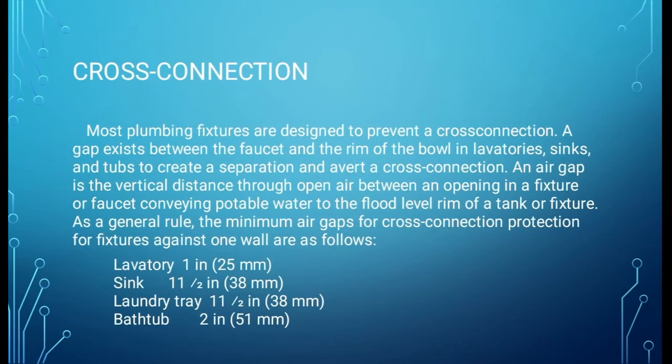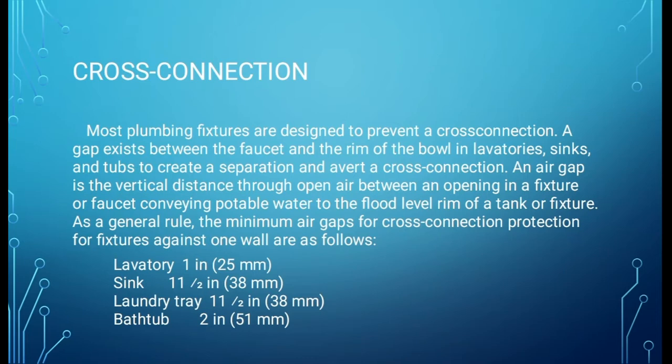So, most plumbing fixtures are designed to prevent a cross connection. A gap exists between the faucet and the rim of the bowl in lavatories, sinks, and tubs to create a separation and avert a cross connection. An air gap is the vertical distance through open air between an opening in a fixture or faucet conveying potable water to the flood level rim of a tank or fixture. As a general rule, the minimum air gaps for cross connection protection for fixtures against one wall are as follows. Nandiyan na po sila, nakasulat na sa baba.